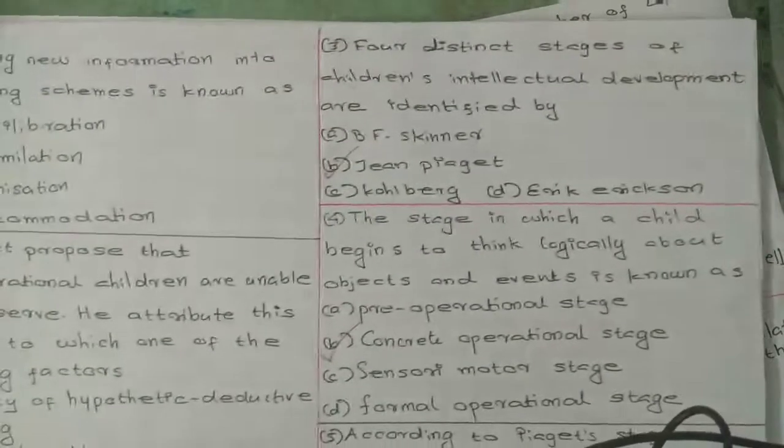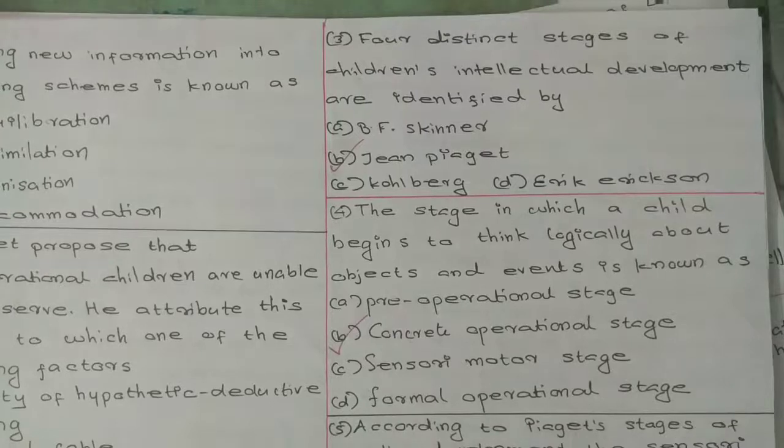Then next question: 4 distinct stages of children's intellectual development are identified by option A, B.F. Skinner, option B, Jean Piaget, option C, Kohlberg, option D, Erik Erikson. Answer option B, Jean Piaget.